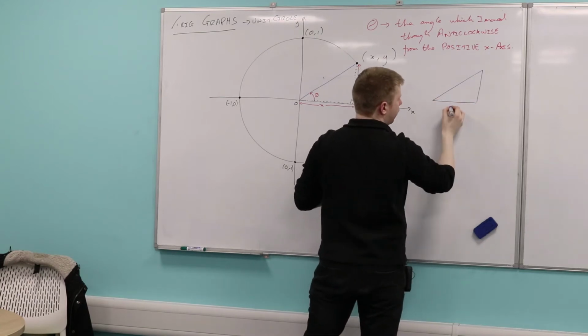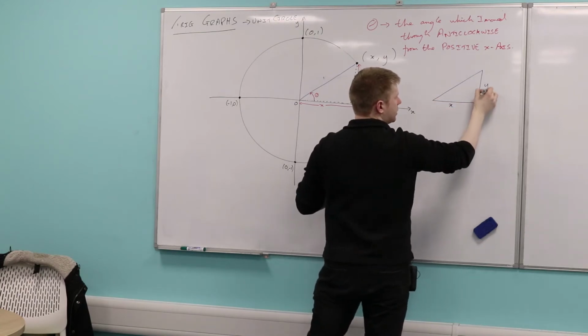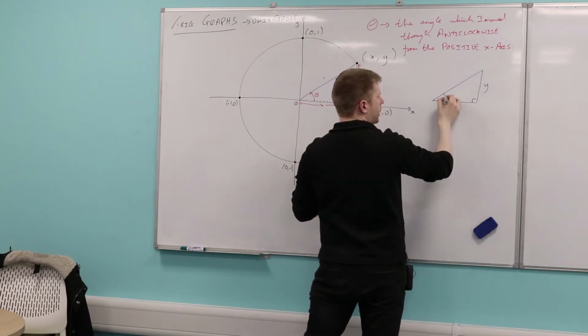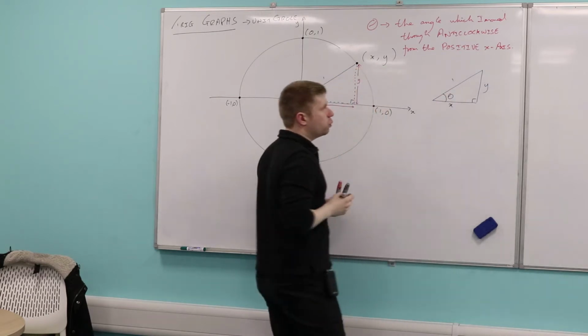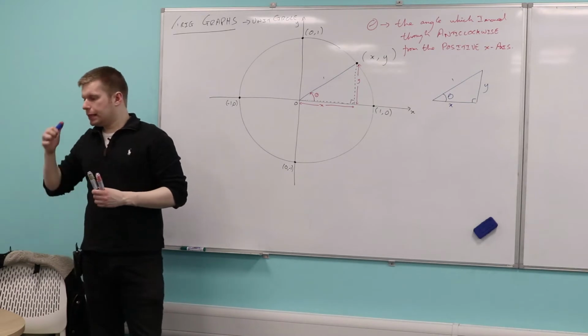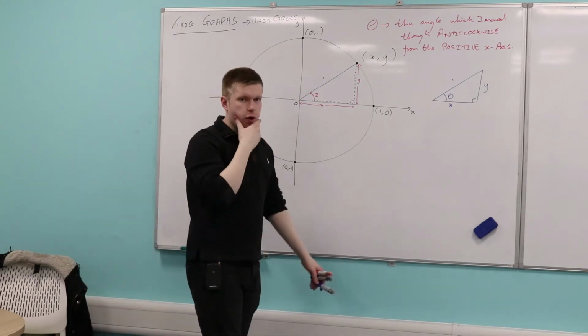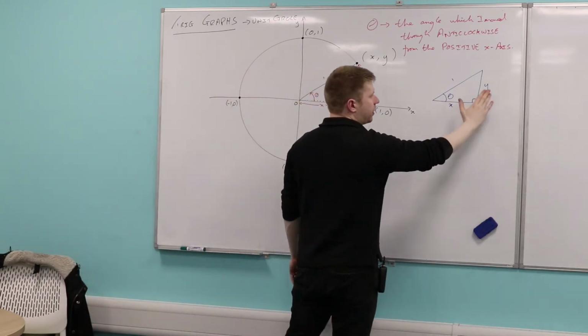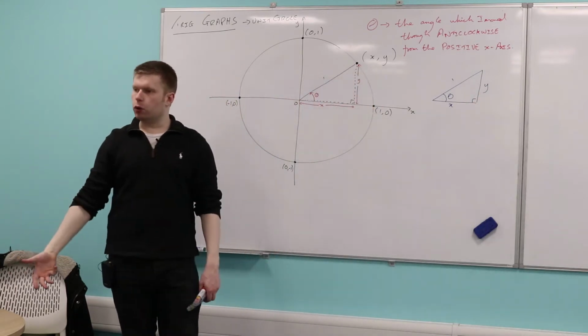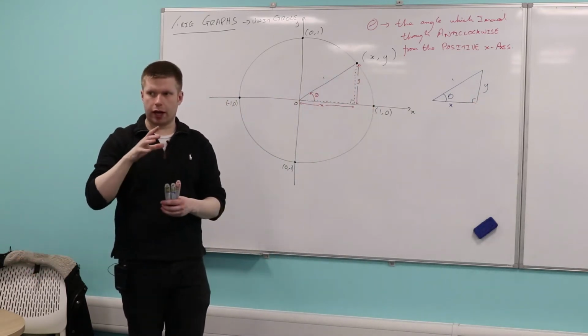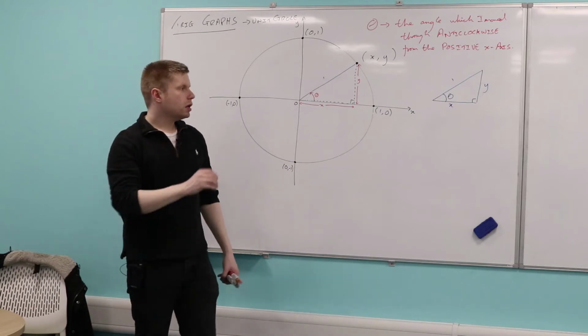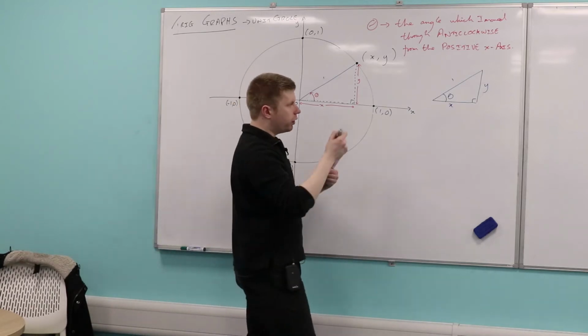I know that distance across there is x. I know that distance up there is y. That's my right angle, and that's my theta, and that's just worth 1. Now, instead of saying x and y, I want to make use of the trigonometric ratios that I know about. So let's remind ourselves of them.